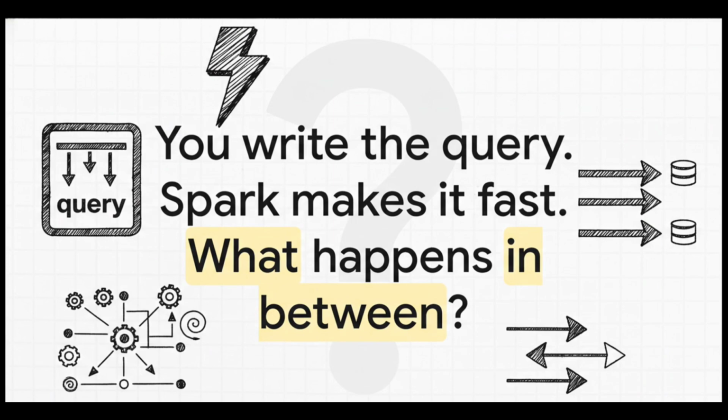And yeah, that's really the core question we're tackling here. You type out a simple select statement, or maybe you chain together a bunch of data frame operations. You hit run, and then boom, you've got your answer. But what is happening in that gap? How does Spark take your simple request and turn it into this super efficient distributed job? That's the journey we're about to go on.